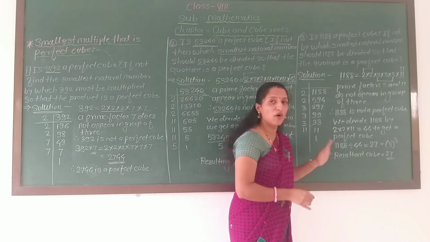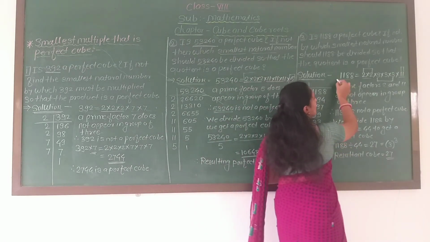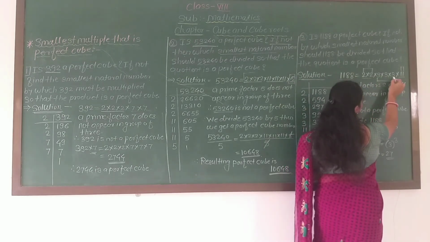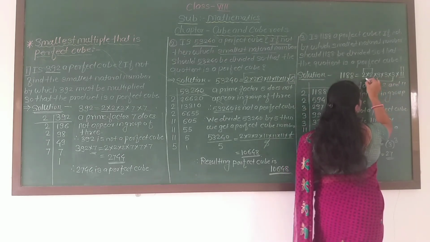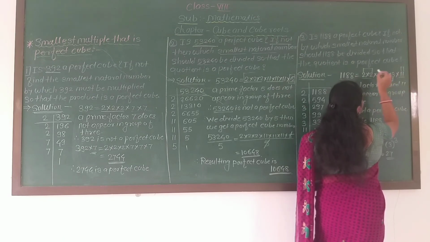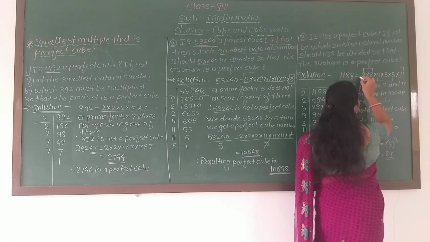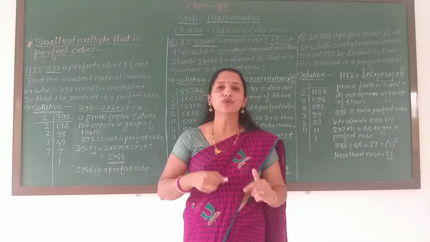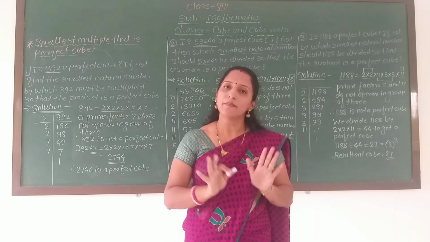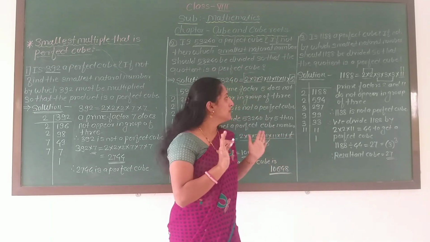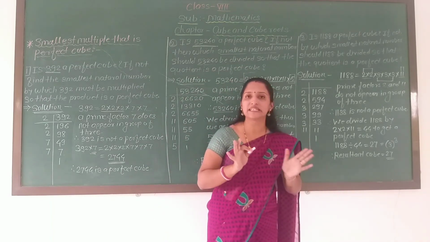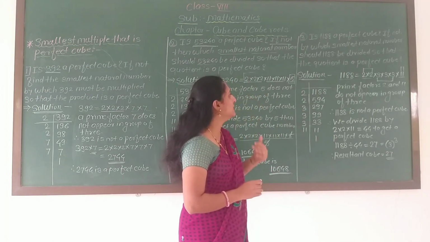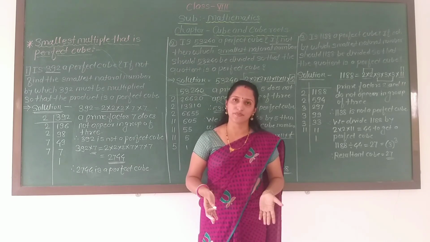Why is it the smallest number? Since the prime factors of 1188 are 2 into 2, a triplet of 3, and 11, but there is no triplet for 2 and 11. So whenever we divide 1188 by 2 into 2 into 11, we get a quotient which is a perfect cube. Therefore, 44 is the smallest number by which we divide 1188 to get a perfect cube.